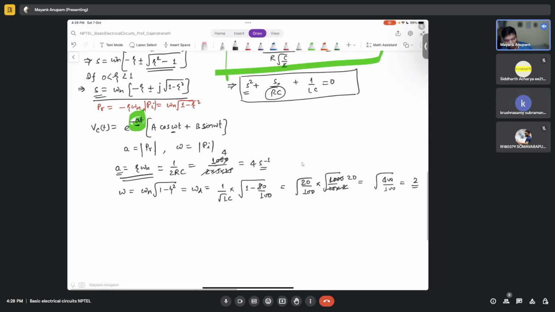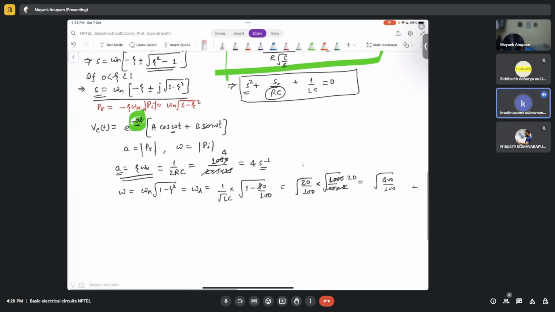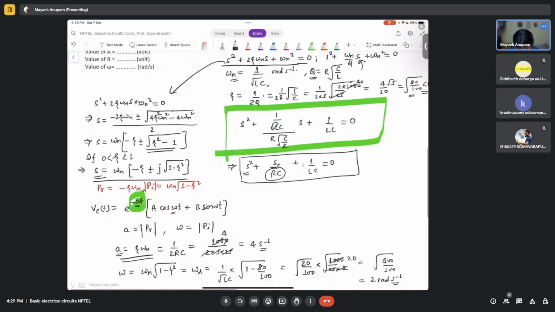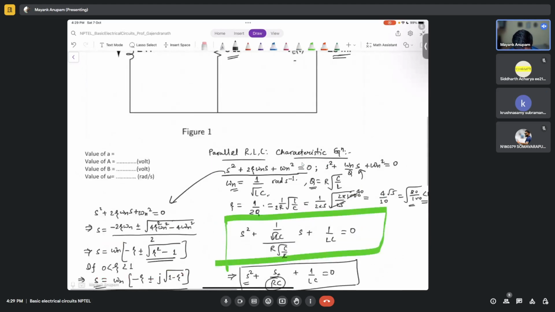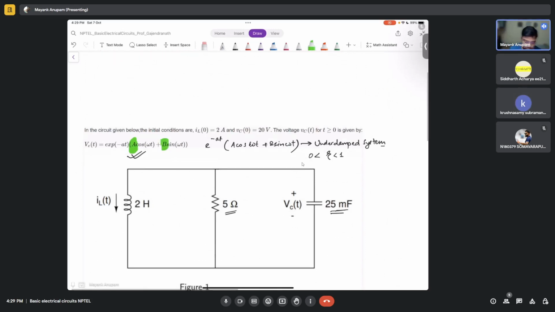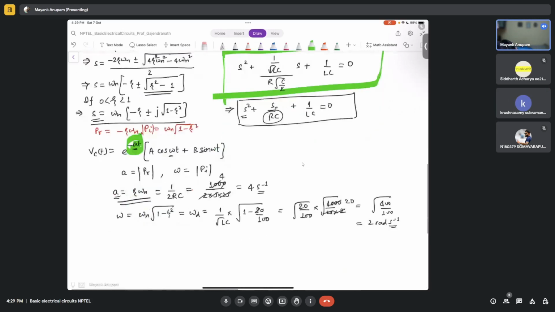And what will be the unit here of omega? It's the damping frequency, so 2 radian per second. That will be the unit here. Cool. So we found omega, and we have found out the value of alpha. These two are sorted. Now we have to find out capital A and capital B. How will we find out that? Initial conditions are given.